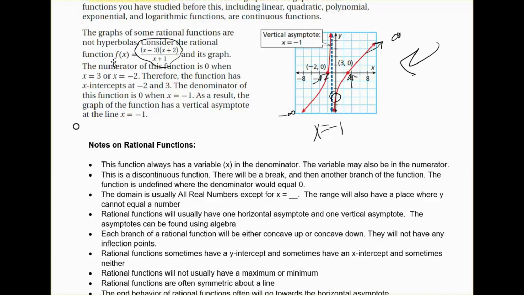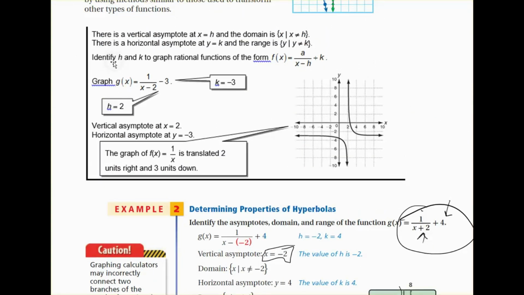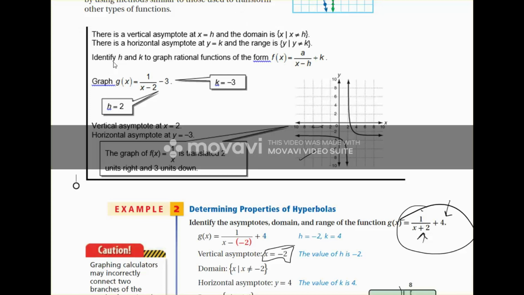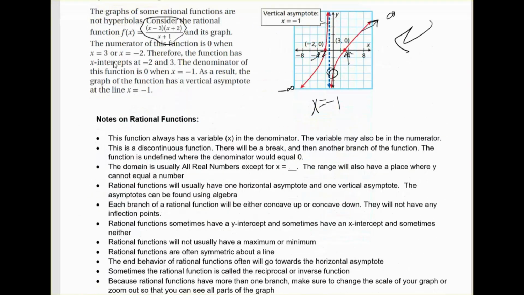Also, the different branches will either be concave up or concave down. They won't switch because of the discontinuity. This branch over here is concave down, this branch is concave up, but there's no point where they meet at an inflection point to switch. The change happens where there's an asymptote. So each branch will either be concave down or concave up, but there won't be an inflection point in rational functions.